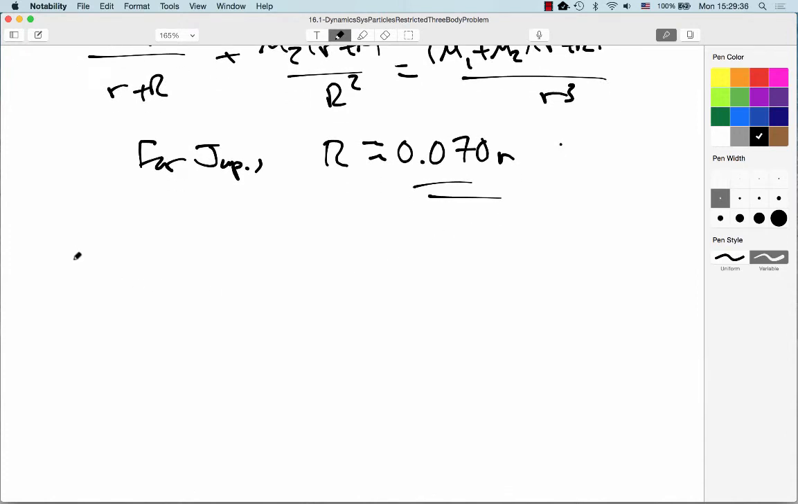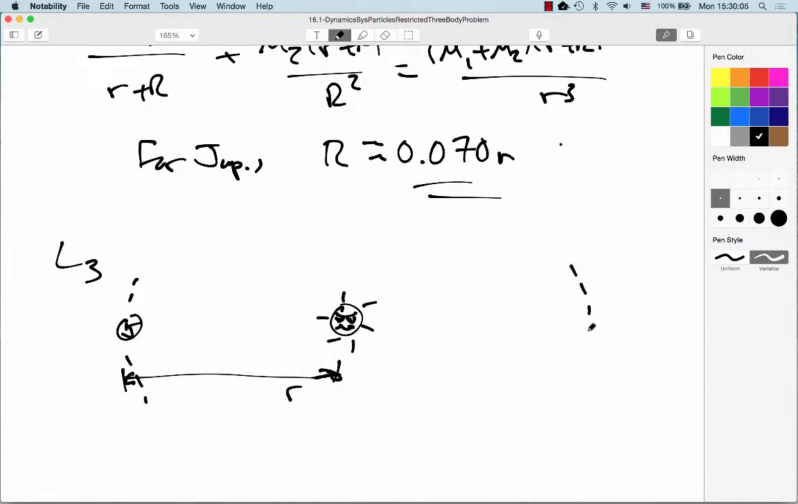Okay. For L3, that one's on the opposite side of the Sun. So this is Jupiter here, and I'm going to mark off a little bit of its orbit there. Then we've got the Sun sitting there. Distance, little r. Then here's the other side of Jupiter's orbit there. Then there's L3 over here. And that distance there is big R.